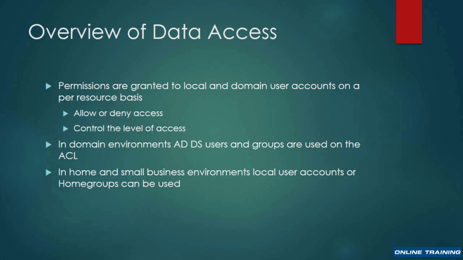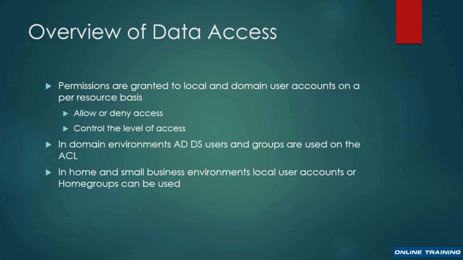The access control list contains the permissions. The permissions can be allowed or denied. So I can say you are able to do this, or I want to make sure that you aren't able to do that. And in so doing, they control the level of access as well. So not just can you or can't you, but what can you do? All of that is controlled via permissions.